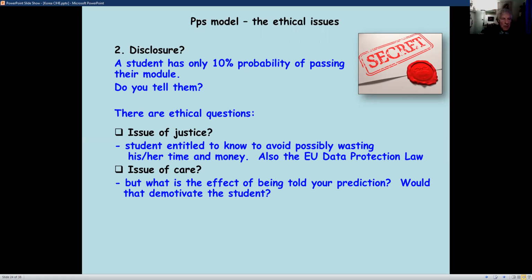But as well as justice, I owe the student a duty of care. What is the effect of being told your prediction? If I said to the student, the data suggests you only have a 10% chance of passing this module, would that demotivate the student completely so that they immediately dropped out?